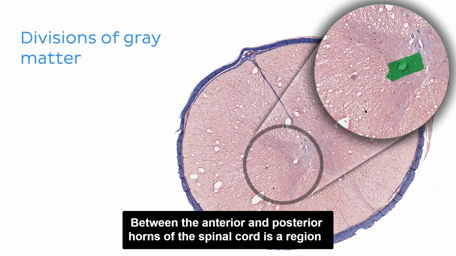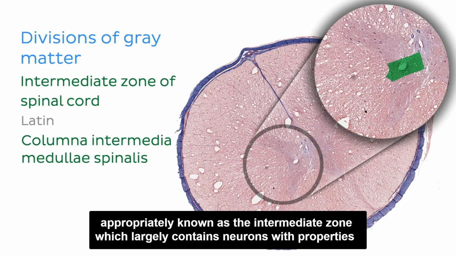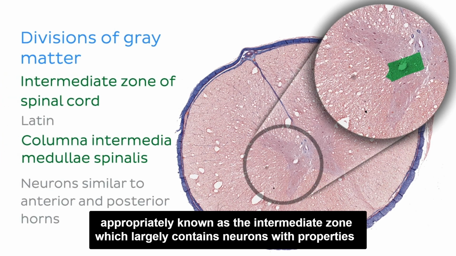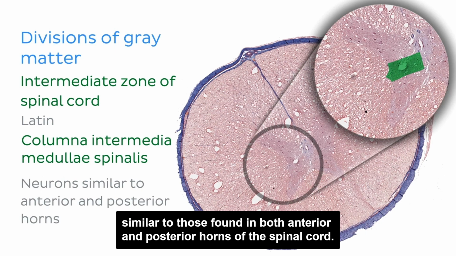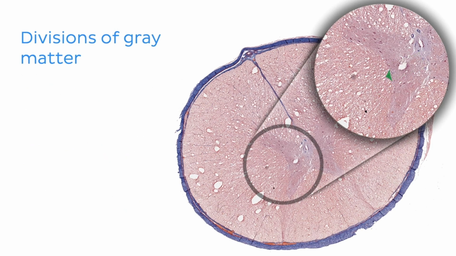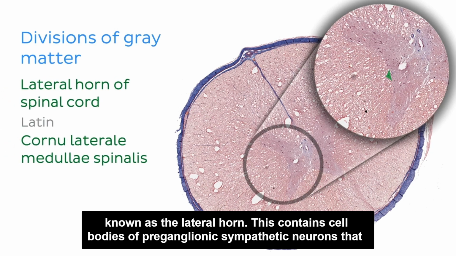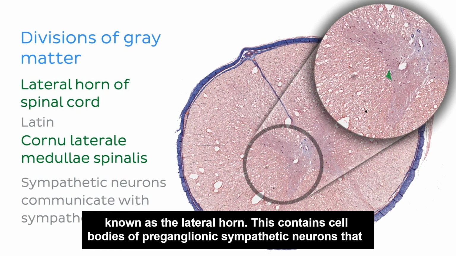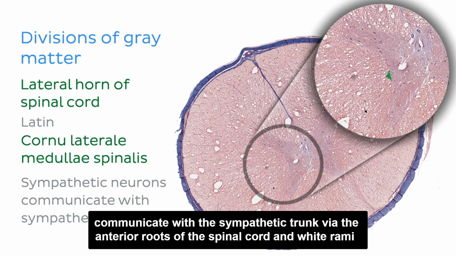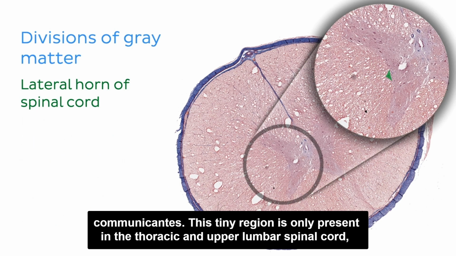Between the anterior and posterior horns of the spinal cord is a region appropriately known as the intermediate zone, which largely contains neurons with properties similar to those found in both the anterior and posterior horns of the spinal cord. At the lateralmost aspect of the spinal cord is a small projection of gray matter, which is known as the lateral horn. This contains cell bodies of preganglionic sympathetic neurons that communicate with the sympathetic trunk via the anterior roots of the spinal cord and white rami communicantes.